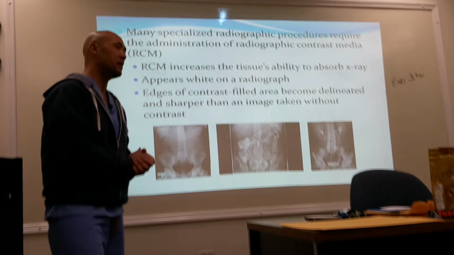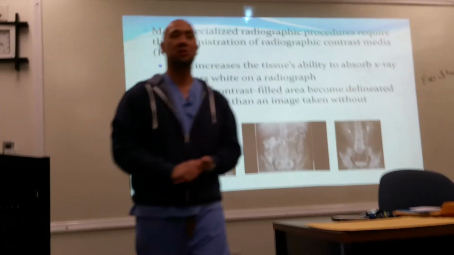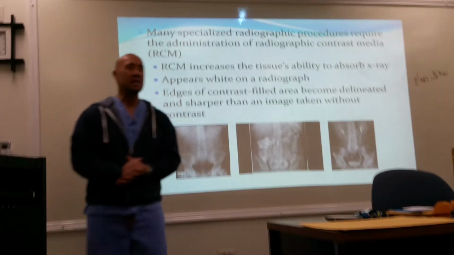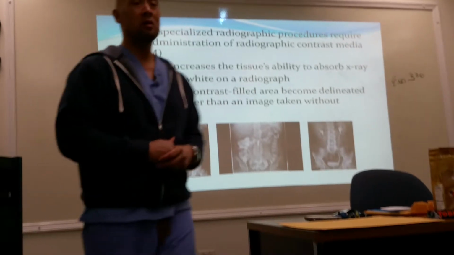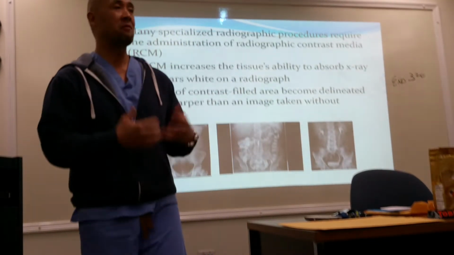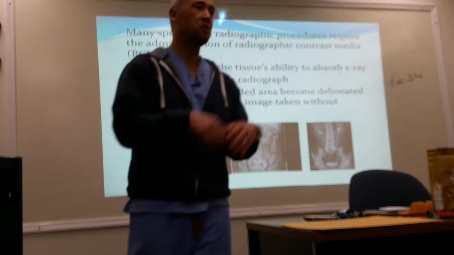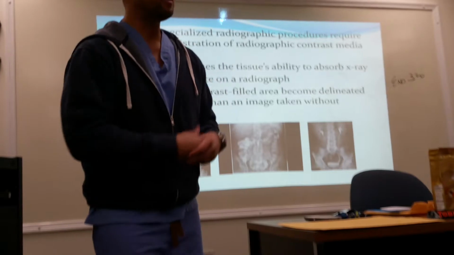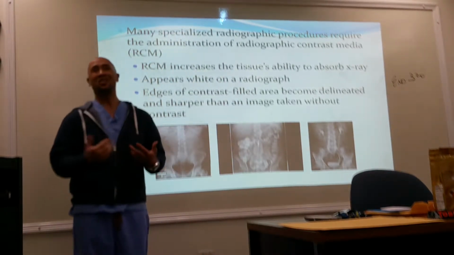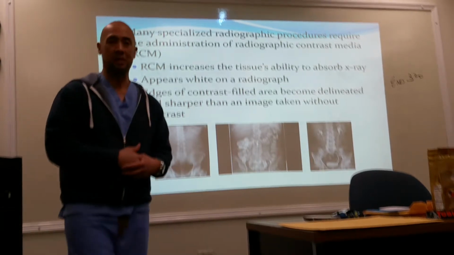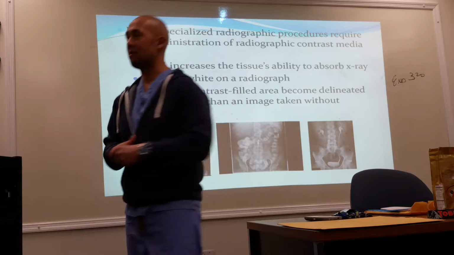Radiographic contrast media is needed because, especially when we are looking at structures that are very similar in composition. In the abdomen, where you have all these different parts, your spleen, your stomach, your liver, your bowels, large and small, and then your kidneys and ureters, they are all very similar in composition. So we need to use some kind of contrast media to highlight and delineate that structure from the surrounding structures.